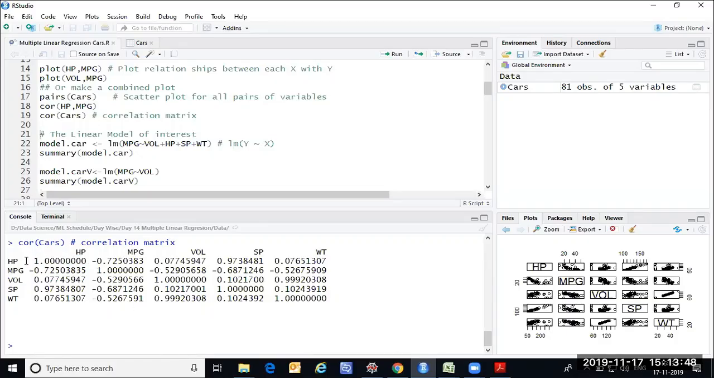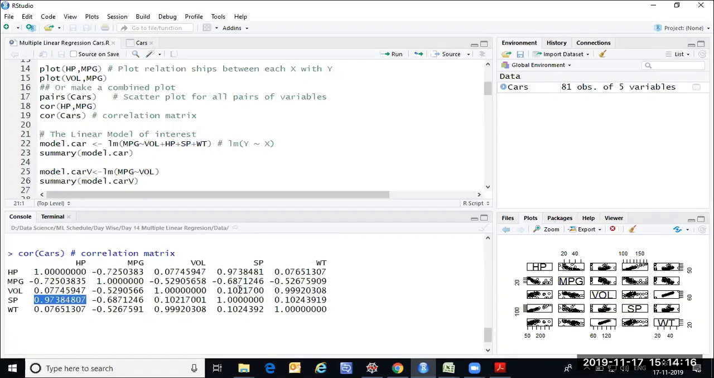HP has such a relationship with itself, right? A correlation between a variable and itself is always 1. Hence, all the diagonals will be 1s. Either you can look at the bottom part or the upper part. Here, SP has a very high, strong positive relationship with HP. And volume and weight is even close to a perfect positive relationship, right?